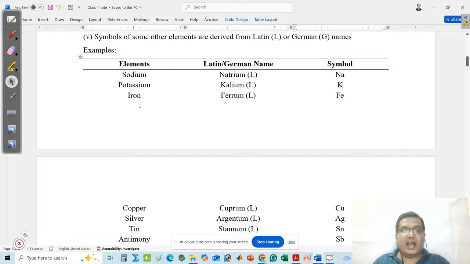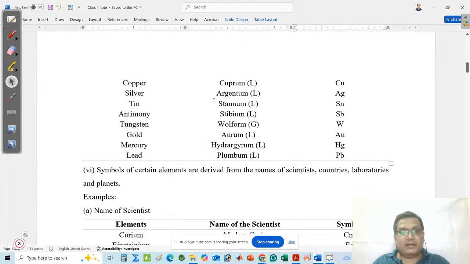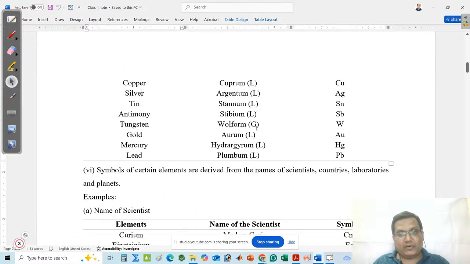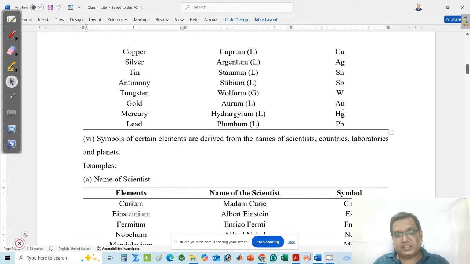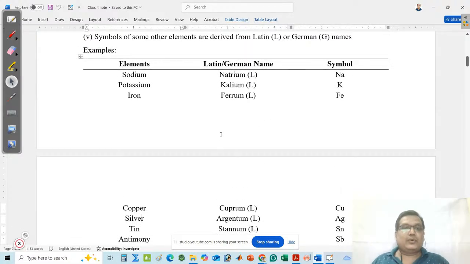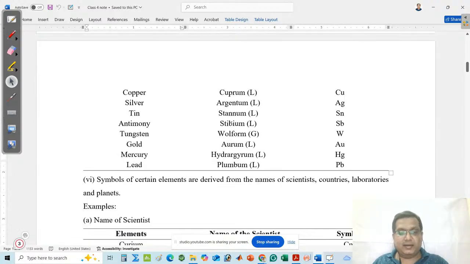Like that, think about iron, ferrum, Fe; copper, cuprum, Cu. Here L is for Latin name, G for German name. Think about silver, argentum, Ag; tin, stannum, Sn; antimony, stibium, Sb; tungsten, wolfram, W. This is the German name. Gold, aurum, Au; mercury, hydrargyrum, Hg; lead, plumbum, Pb. These are the list of elements whose symbol is derived from the Latin name or German name of the elements.